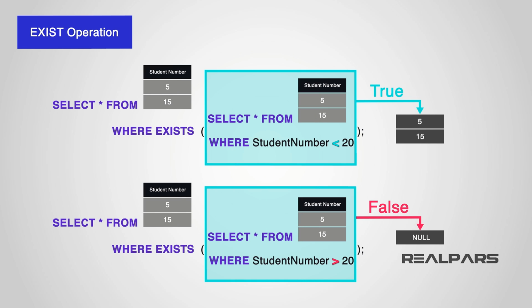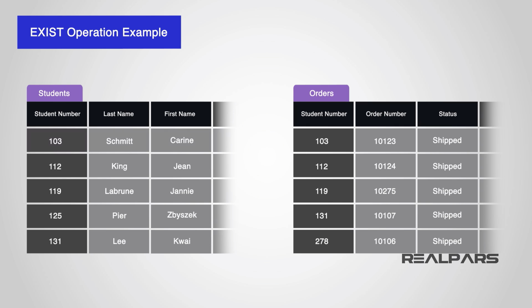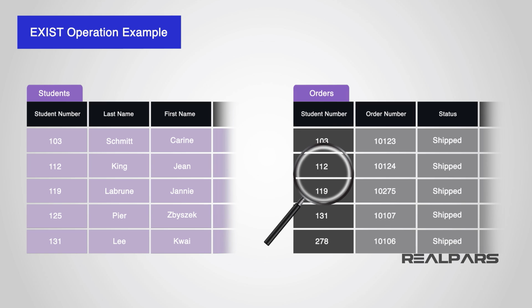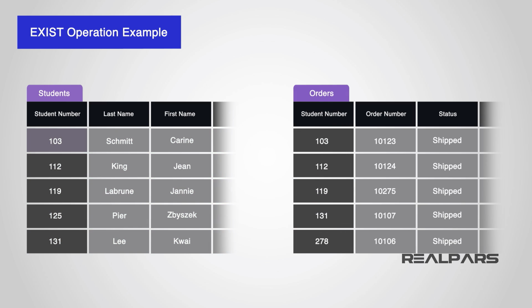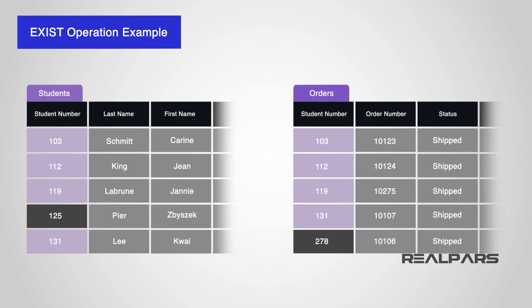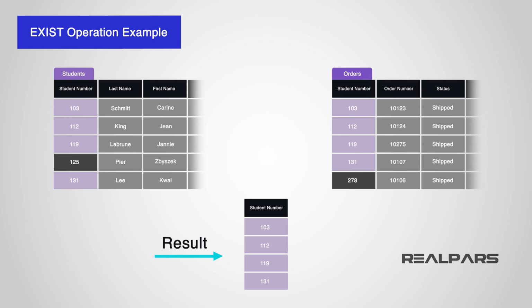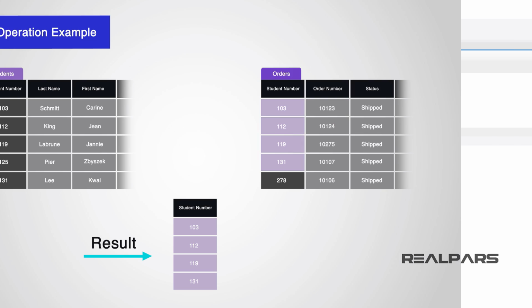Now, let's move on. The Exists operator is a Boolean operator that returns either true or false. The Exists operator is often used in a subquery to test if data exists. For example, for each row in the Students table, the query checks the student number in the Orders table. If the student number, which appears in the Students table, also exists in the Orders table, the subquery returns matching rows. As a result, the Exists operator returns true. Otherwise, the subquery returns no row and the Exists operator returns false.